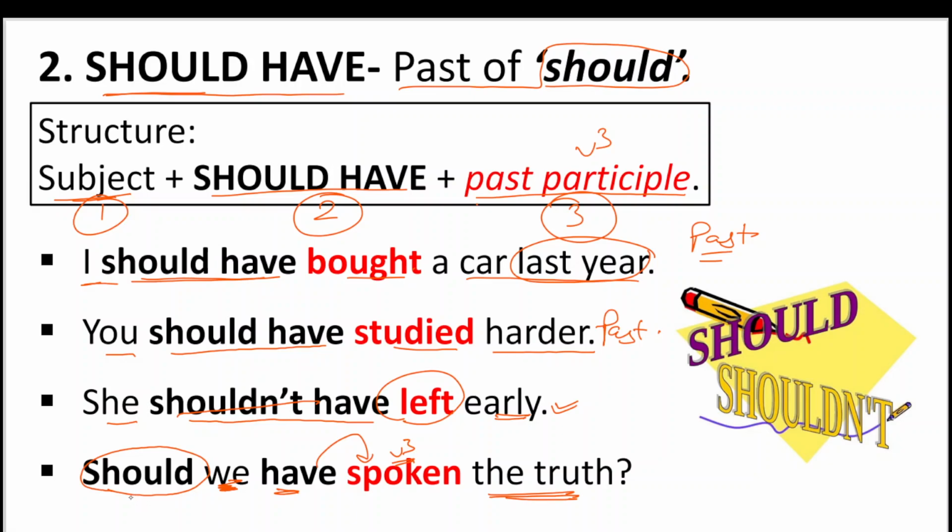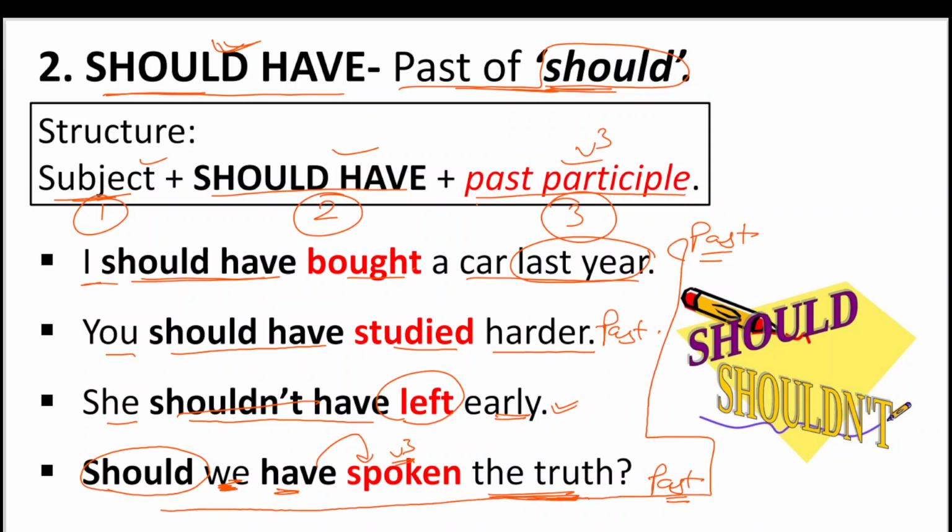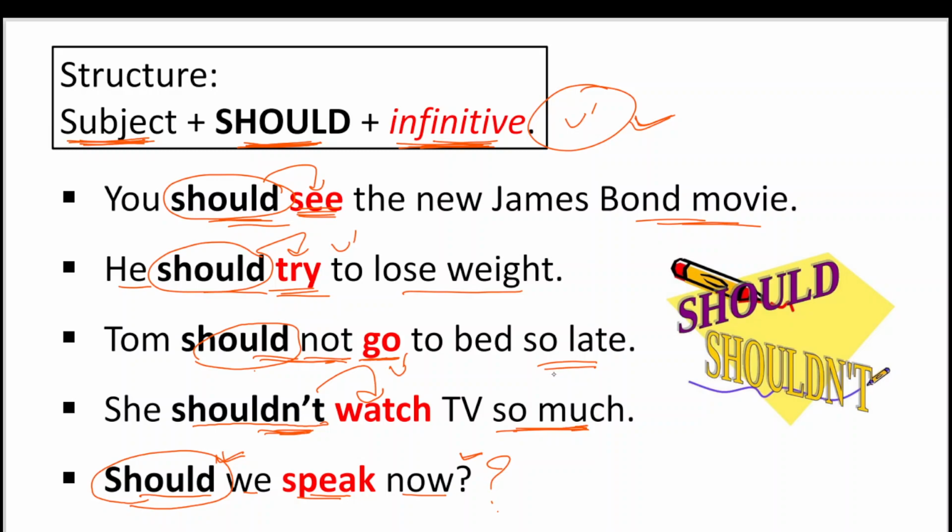So the sentence is, should we have spoken the truth? Here we are talking about the past sentences. Okay, so all these sentences belong to the past. Now see the structure once again. When we have to make a sentence with should have, it is generally known as the past of should, and the structure is the subject, should have, past participle, means the third form we have to use, and these are a few examples in front of you.